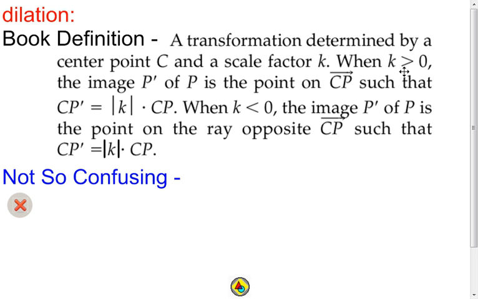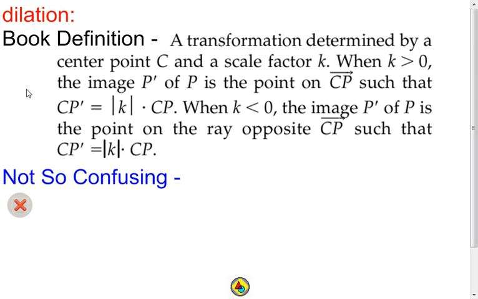When the scale factor K is greater than 0, the image P prime of point P is the point on ray CP such that the length of segment CP prime is equal to the absolute value of the scale factor times the length of segment CP.